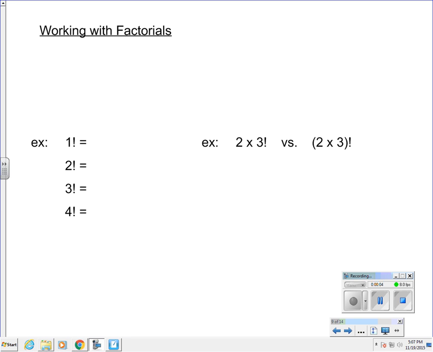Here's our Unit 8 Day 2 video. What we're going to be talking about today is working with factorials. So first thing, we talked about factorials a little bit way back in Unit 1 when we were working with binomial probability and binomial coefficients. So we'll go back over what a factorial actually means.